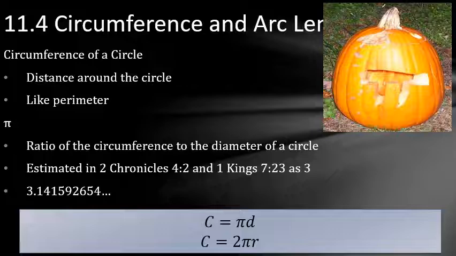Circumference is pi times the diameter, or 2 pi times the radius. Pi d or 2 pi r. Choose whichever one is more useful.